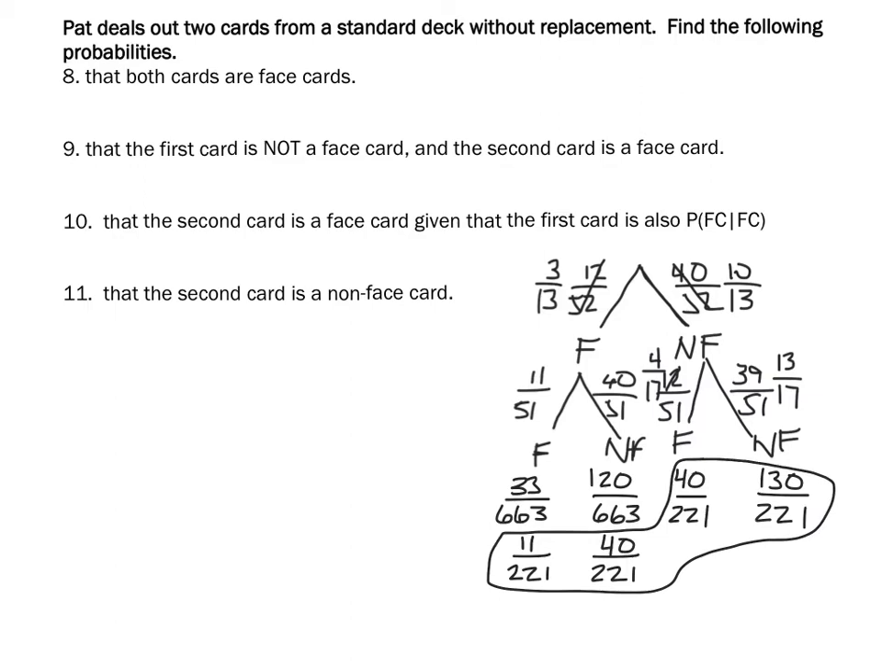221 out of 221. Now answering the question, both cards being a face card, that's a face and a face. We're talking about this situation right here. And so that probability would be 11 out of 221. That the first card is not a face card and the second is a face card. So now we have non-face card, and then the second card is a face card. So that probability is 40 out of 221.